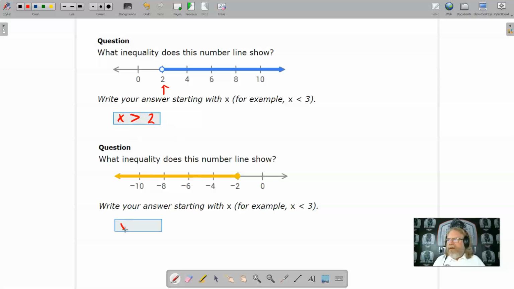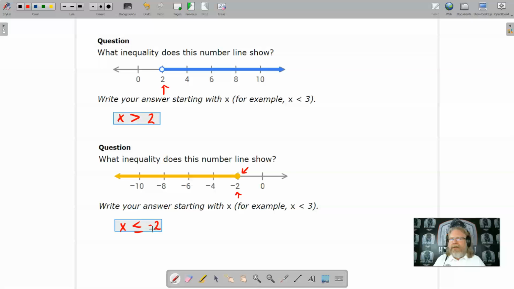And for the final one, put our x on the left. Our value we're looking for on the number line, the end point, is -2. Everything to the left is less than, so x is going to be less than -2. And we do have a solid dot there, so it's a closed dot. So it could be equal to -2 as well, so x is less than or equal to -2.